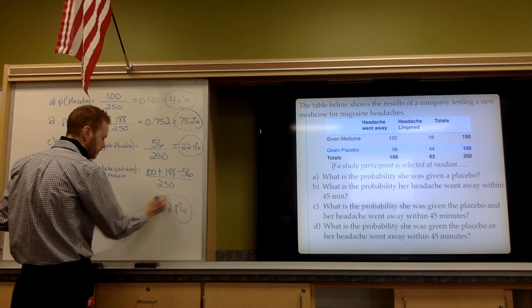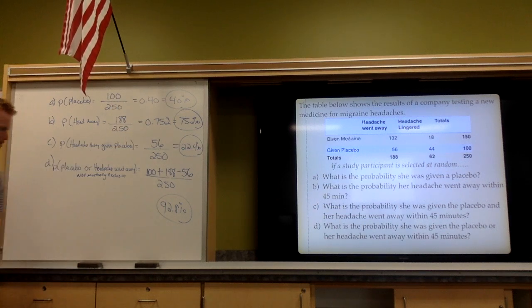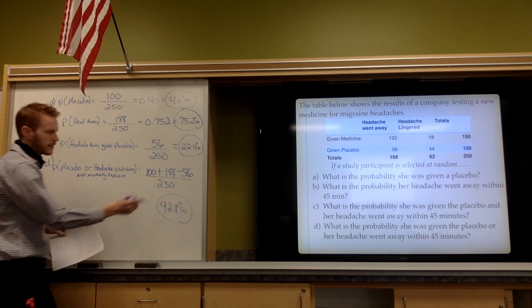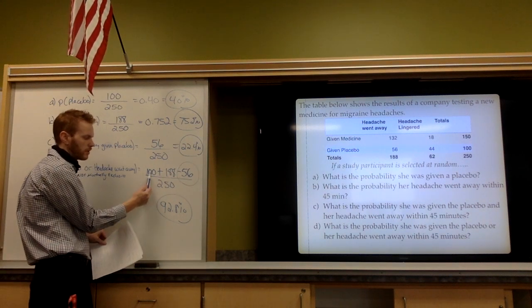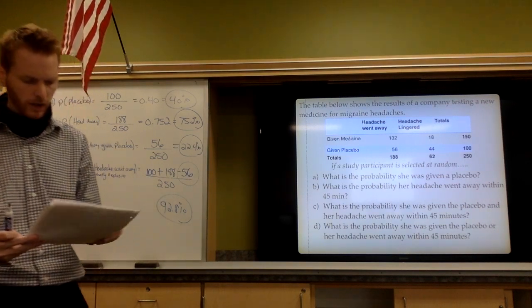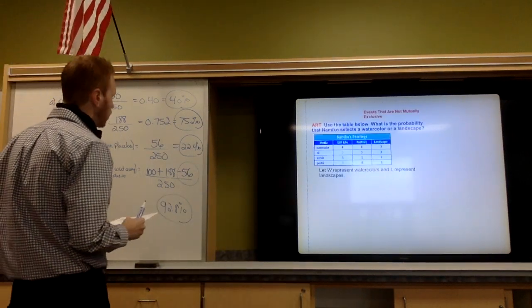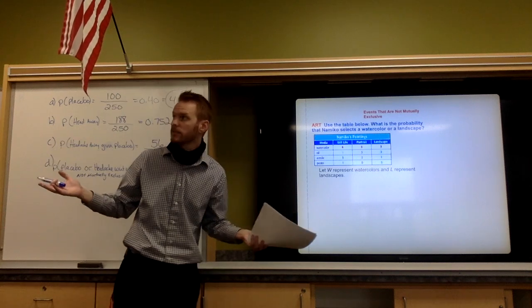Okay, sorry, usually I'd write this down, but we're getting out of space here. So it's a high probability that the person was given a placebo or their headache went away. Okay? Does that make sense? Think about that. Think about why we're subtracting here. It's because these 56 people were in this group and this group. So we don't want to count them twice. Okay? All right. Let's do one more, and then we'll talk about complements, and that's the end of the video.